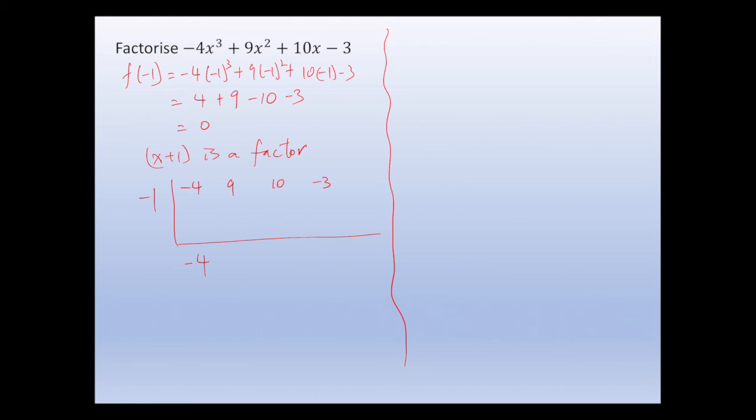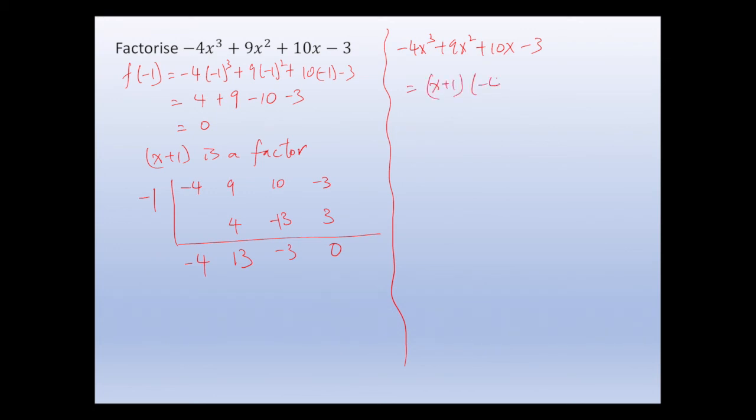So let's do the synthetic division. Minus 4, 9, 10, and minus 3, and minus 1. Bring the minus 4 down. Minus 1 times minus 4 gives me plus 4. 9 plus 4 is 13. Minus 1 times 13 is minus 13. So 10 plus minus 13 is minus 3. Minus 1 times minus 3 is actually plus 3. Minus 3 plus 3 is 0.